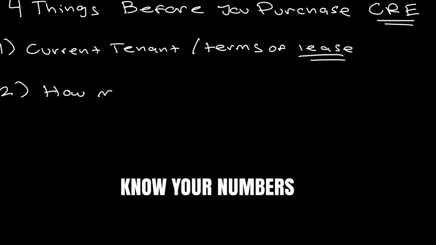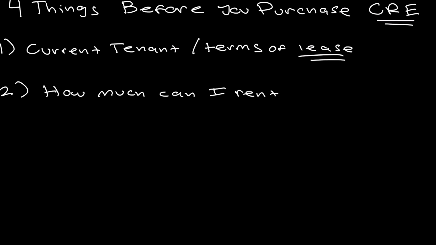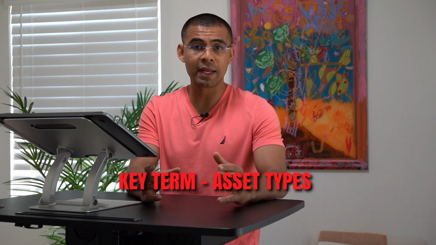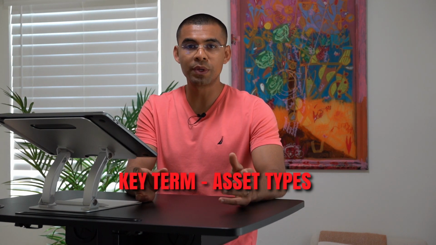The second thing is know your numbers. How much money can you get for the property at market rate? And the one thing to always be aware of is that in commercial real estate, you have different asset types. You have industrial real estate, you have office, you have retail, you have land, you have churches. There's various different types of commercial real estate asset types, and every single one is unique and every single one has a different market rental rate. So you have to understand what you can rent that property for based on what the market is doing.